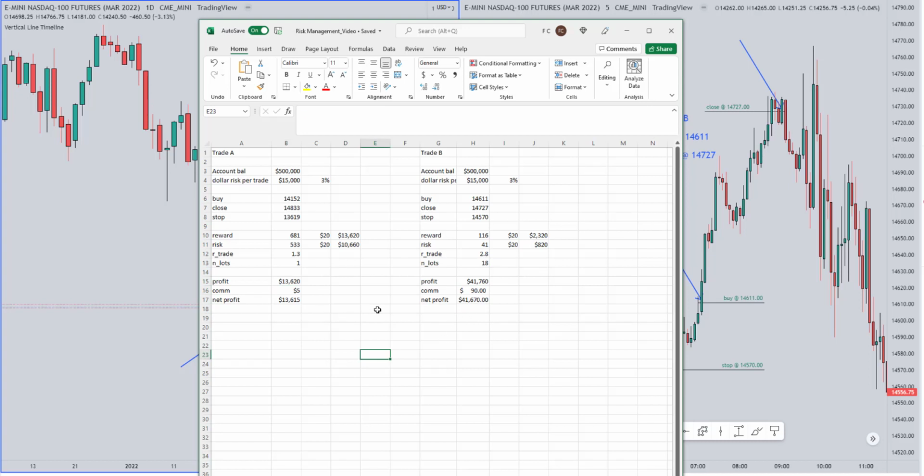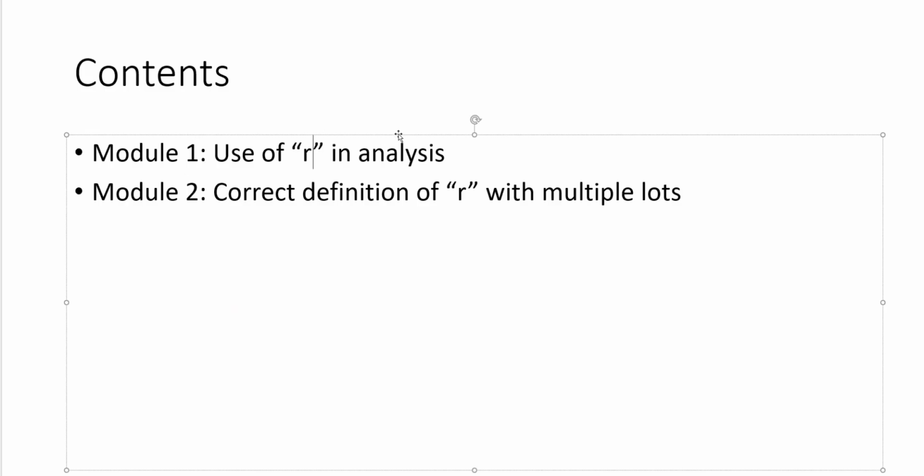Okay, so really all you have to do is look at the R number for the trade, and I just wanted to define the R number as the ratio of reward over risk. It's also called the reward to risk ratio. Some people somehow call it risk to reward, but it's actually reward divided by risk. So if you want to know which trade is better, in my book, 2.8 is better than 1.3, so just look at the R number. That's why the R is useful in analysis.